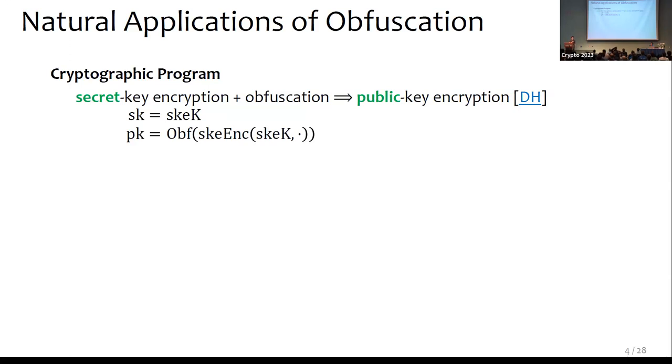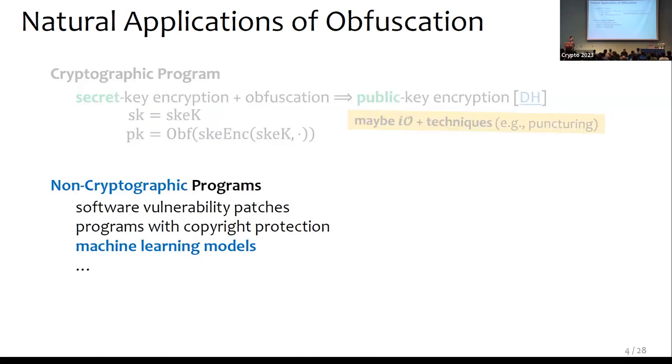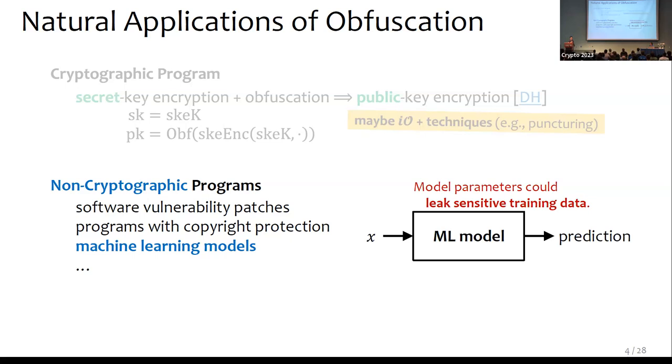One of the earliest examples is converting secret key encryption into a public key encryption by obfuscating its encryption algorithm. Many crypto applications, including this one, can be done using I/O plus techniques such as puncturing. Perhaps the more interesting case is when you obfuscate a non-cryptographic program, such as software patches, anti-piracy checks, or machine learning models. Suppose I have trained a machine learning model.